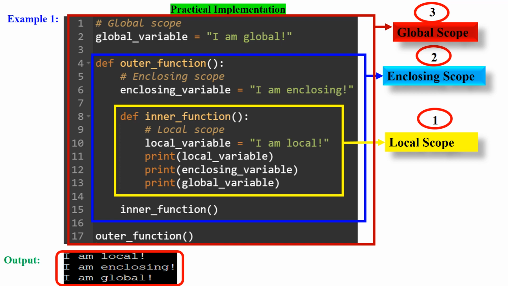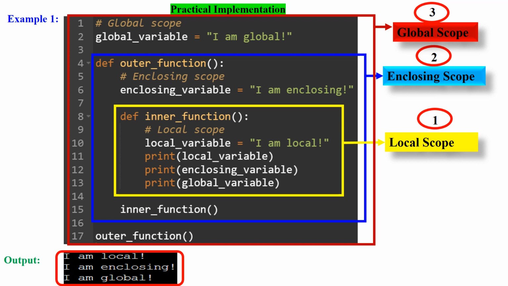In line 15, 17, after executing the inner_function, we return to the outer_function. The outer_function has no more statements to execute, so it returns to the global scope. We reach the end of the code, and the program finishes its execution.